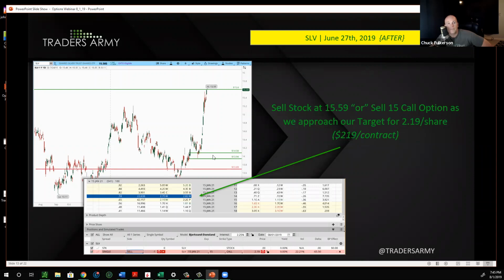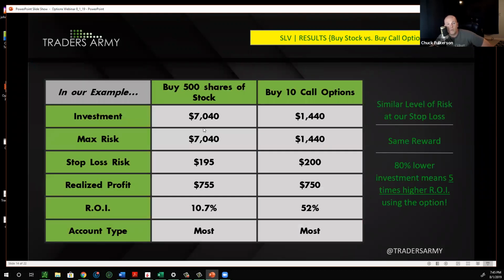Now, if you look based on this position, if you're willing to lose about 200, then in this case, you do 500 shares of stock or 10 call options. So it's an investment of $7,000 versus an investment of $1,400. Realized profit $755 in the stock, $750 in the option, but your profit of $750 is against $1,440, right? Your ROI is 10.7% in the stock, 52% in the option. It's 5 times the ROI on 80% less investment.